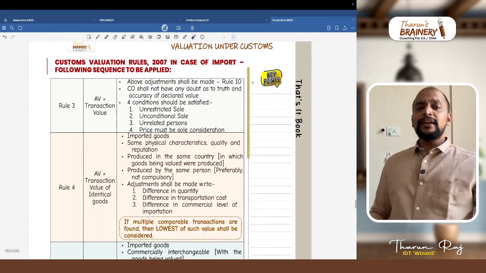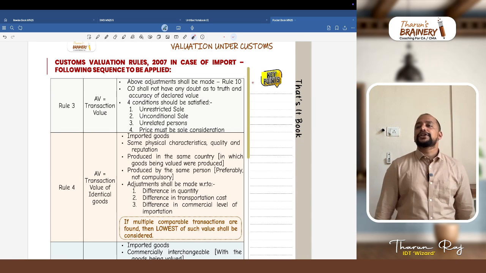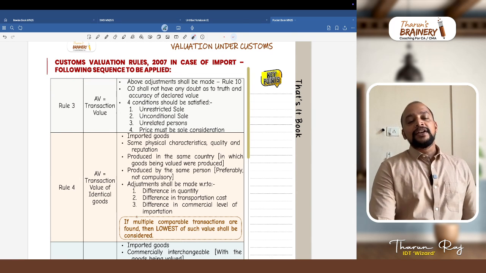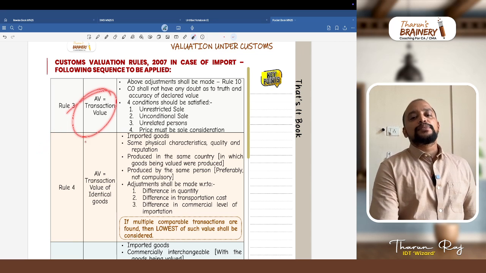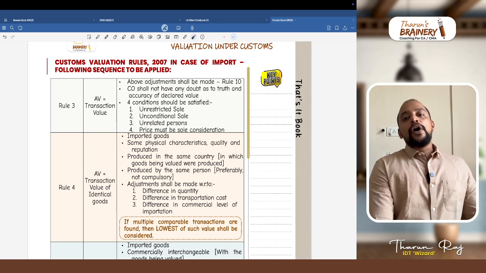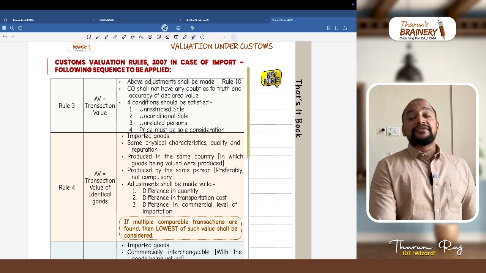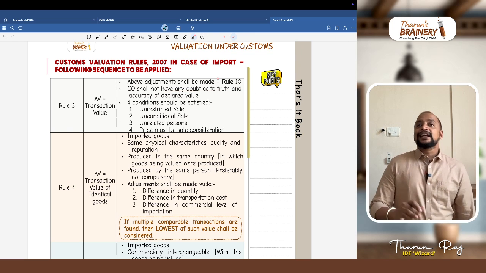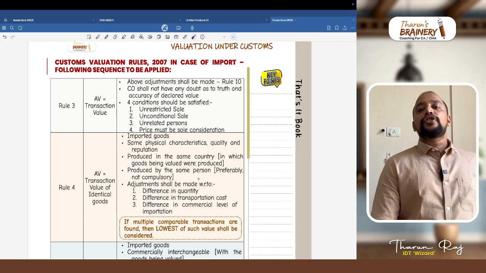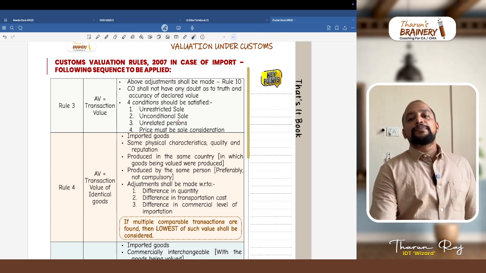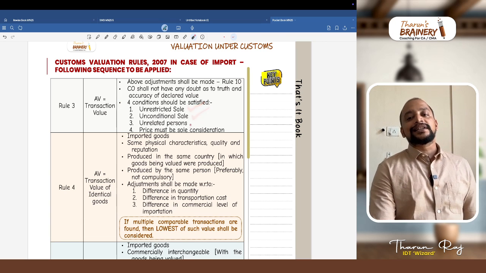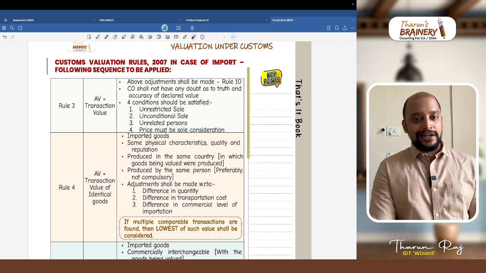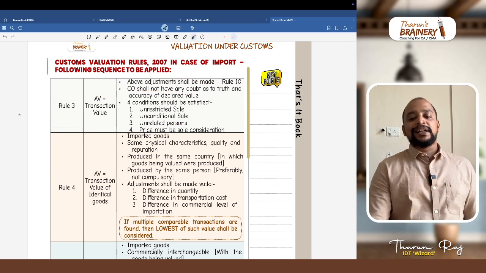Then, next we have customs valuation rules in case of import, and this following sequence to be applied. First, rule 3. Rule 3 says assessable value equals to transaction value. All the above adjustments should be made, and if the customs officer has doubt about the truth or accuracy of the declared value, then they will reject it. And 4 conditions should be satisfied. It should be unrestricted sale, unconditional sale, and sale between unrelated parties, and price must be the sole consideration. Then only transaction value will be taken.